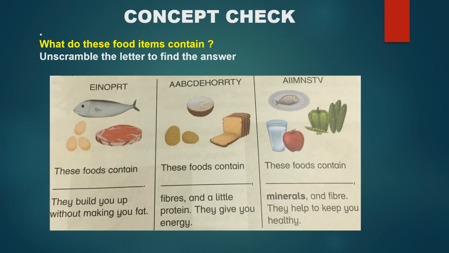Concept check. What do these food items contain? Unscramble the letters to find the answer. Number 1. Fish, egg, meat. These foods contain proteins. They build you up without making you fat.